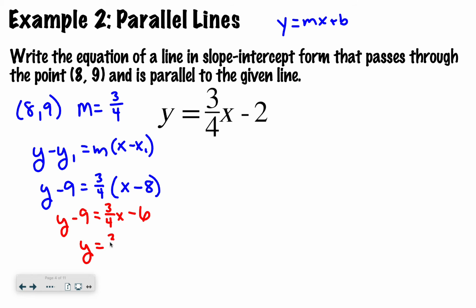So I say y = 3/4 x, -6 plus 9 is going to be +3. And that's my answer. Okay, so I took the point, I took my slope, I kept my slope the same because it's parallel. I plugged my point and my slope into point-slope form, and then I converted it to slope-intercept form. Okay, so those are the steps.